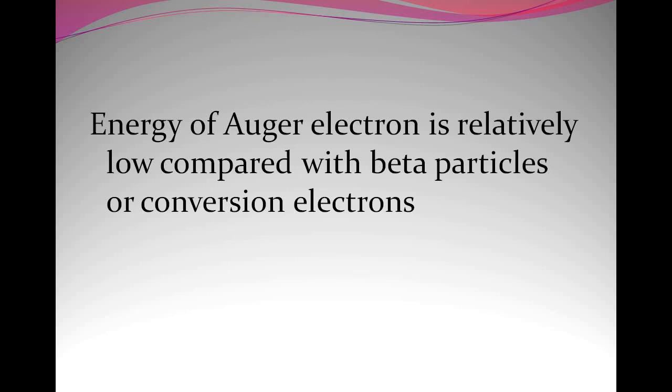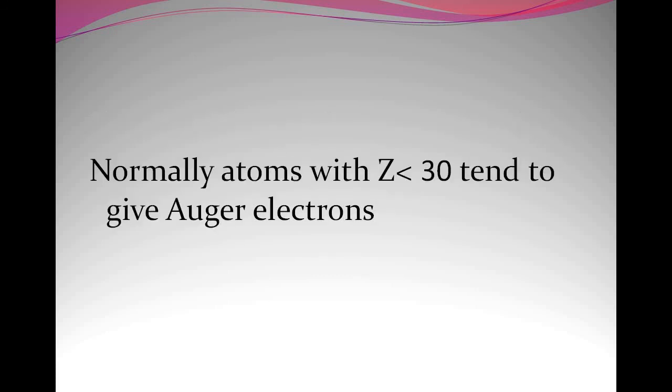These beta particles, of nuclear origin, and also the conversion electrons are due to the energy from nuclear states. And normally atoms with Z less than 30 tend to give Auger electrons. With Z greater than 30, normally you are getting the characteristic X-ray emission. And that's all.